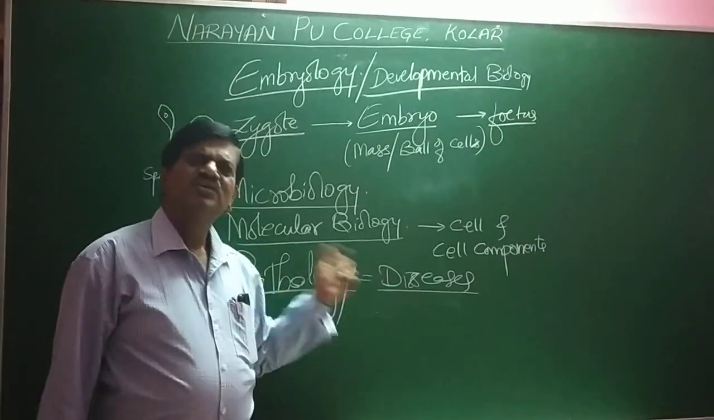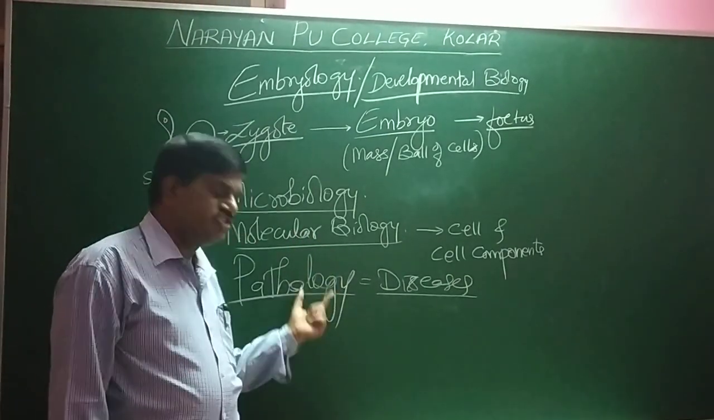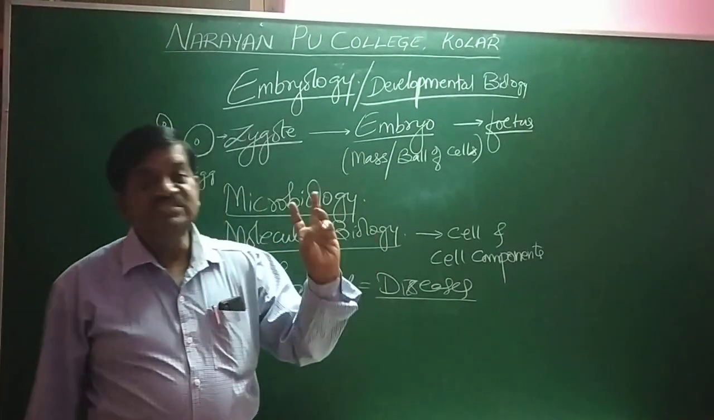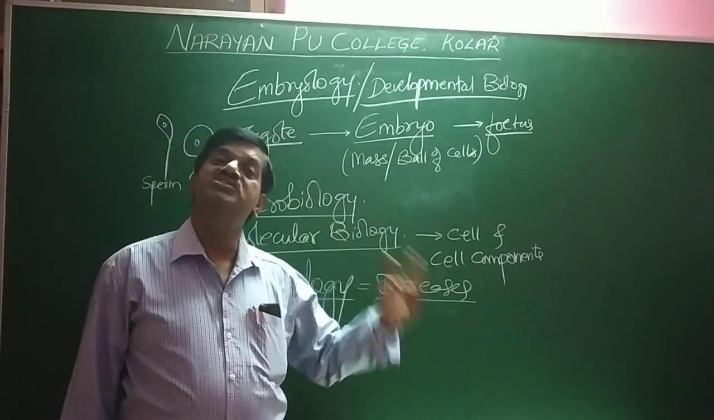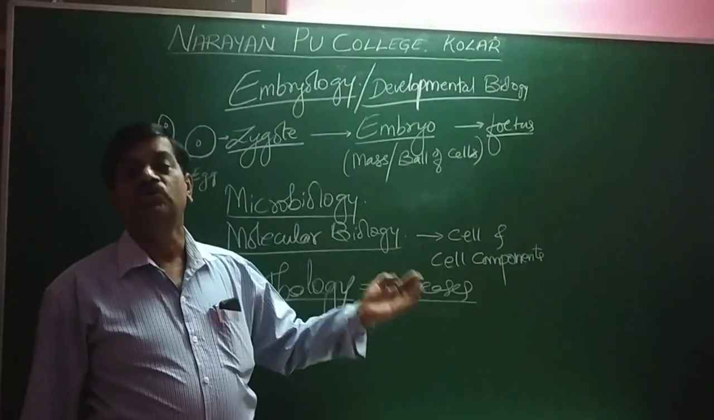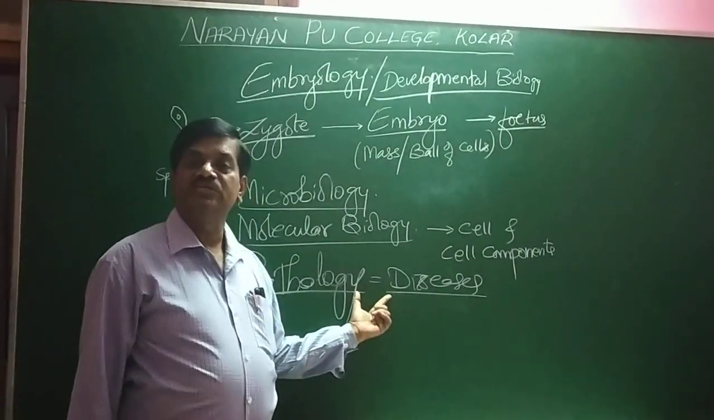Now, we know that we have various types of diseases. Now here in this branch, we deal with how a disease is caused. What is the causing agent for a disease? How is a disease spread? How can it be cured? How can the disease be prevented? All that comes under this.